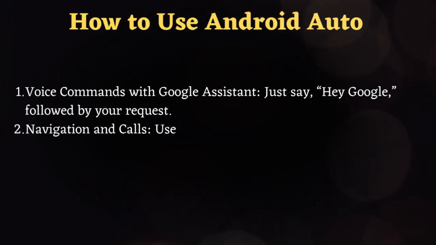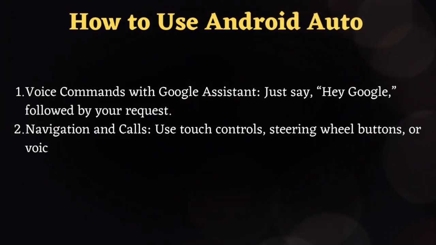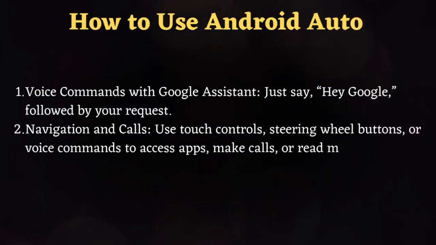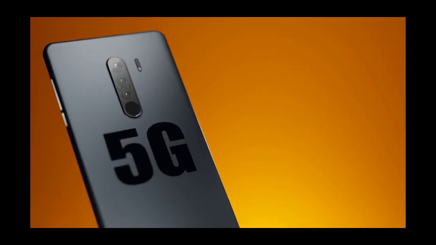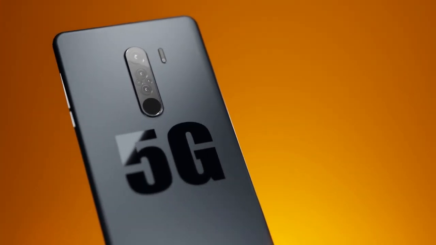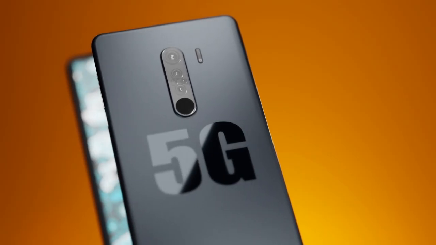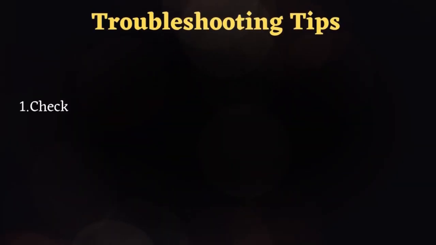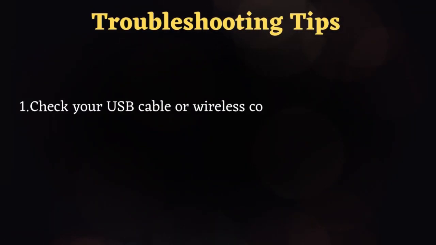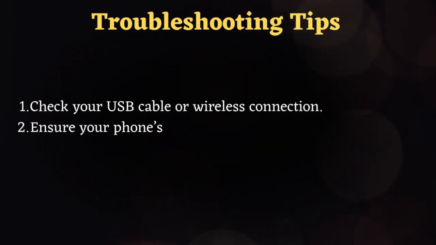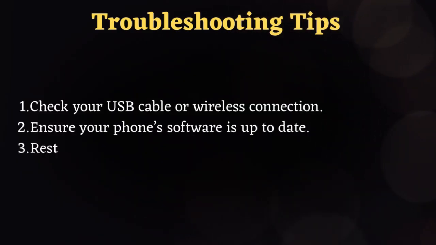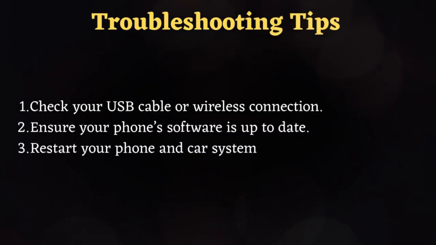Navigation and calls. Use touch controls, steering wheel buttons, or voice commands to access apps, make calls, or read messages, all hands-free. Troubleshooting tips. If Android Auto isn't working, try these fixes. Check your USB cable or wireless connection. Ensure your phone's software is up to date. Restart your phone and car system, then reconnect.